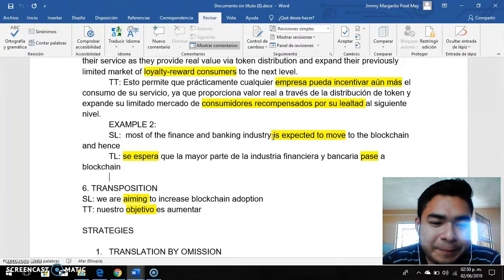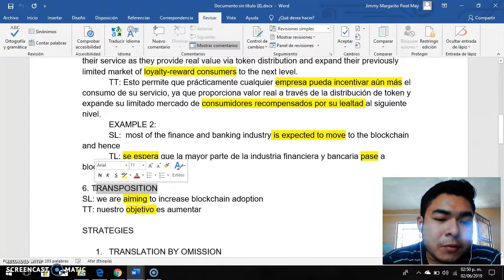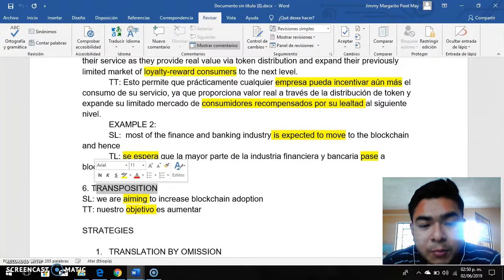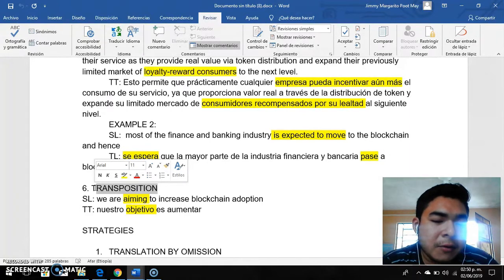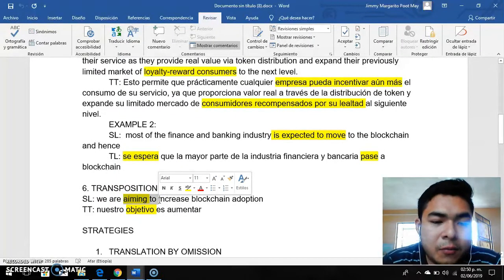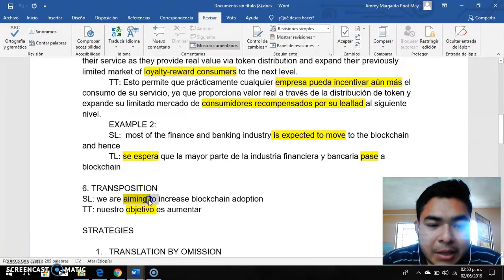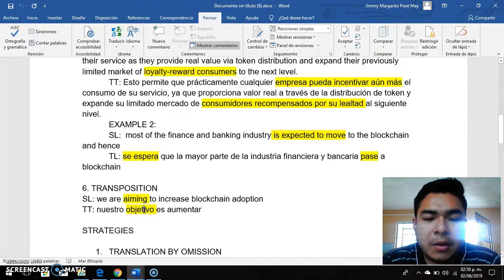Finally, the final technique I used was transposition. I also use transposition in many parts of this process. Here you can see that "aiming", the one I marked, "we are aiming to increase". Aiming functions as a verb, as an -ing verb. So when I decided to translate this, I prefer to use objetivo, which is a noun, it's not a verb.